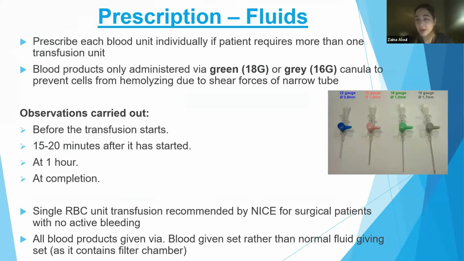And you should also carry out basic observations before the transfusion, 15 to 20 minutes after it's started, at 1 hour, and then once the transfusion is complete. And usually NICE recommend a single red blood cell unit transfusion for surgical patients who don't have any active bleeding. And they advise that all blood products are given by a blood giving set rather than a normal fluid giving set, because it has a filter chamber.